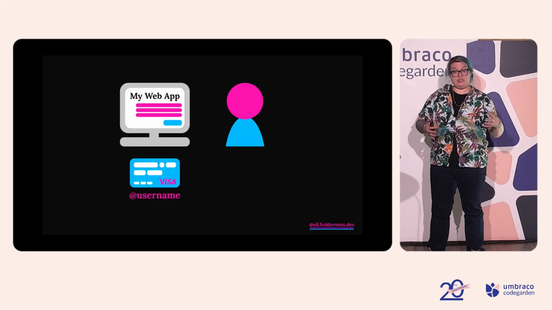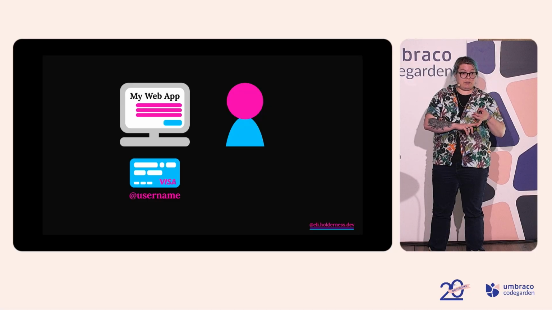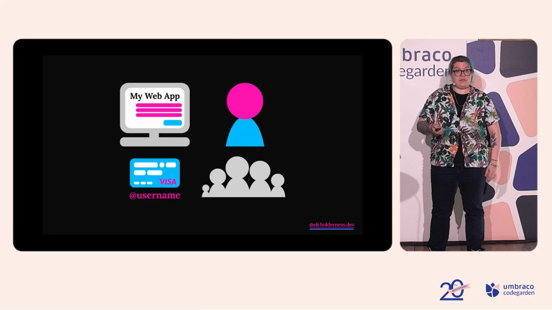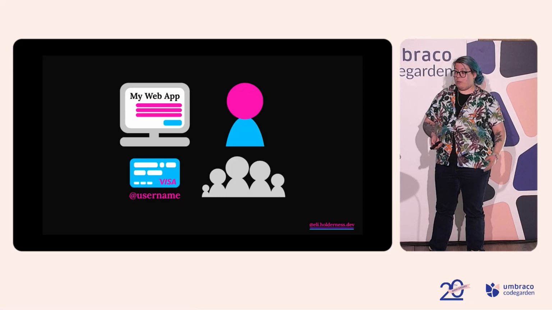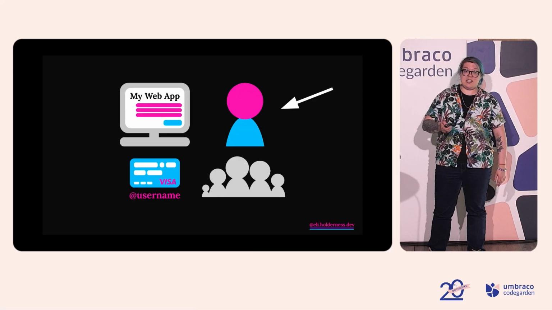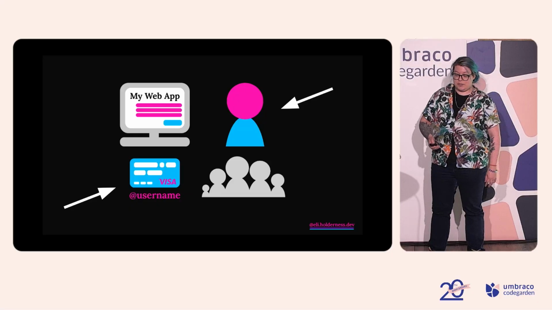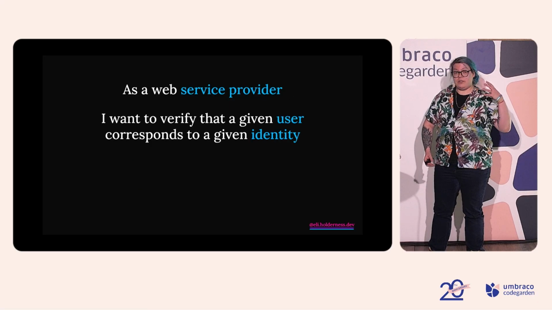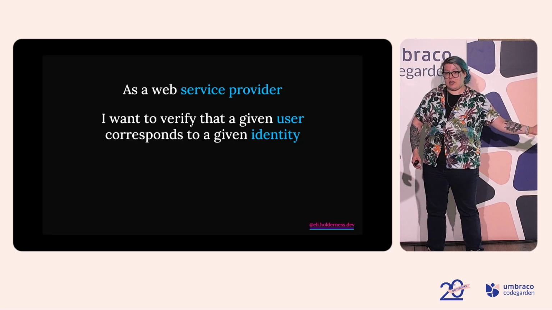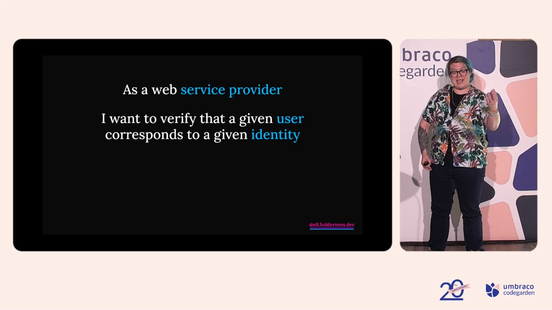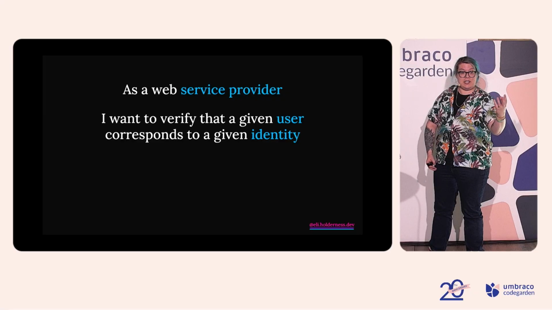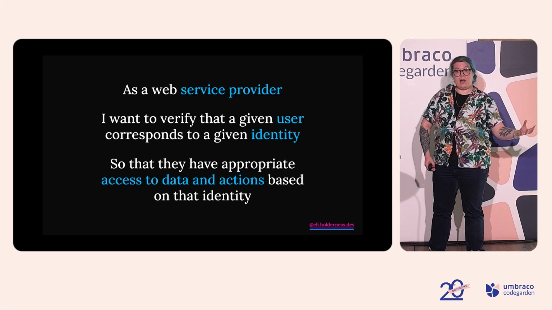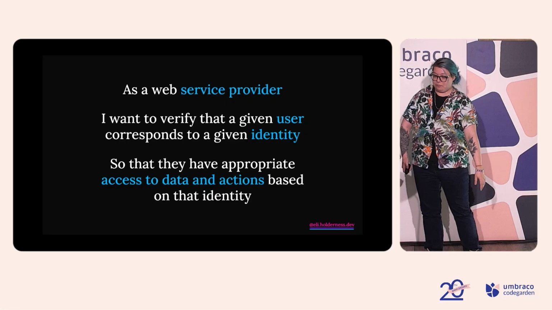Now, I'd like to store these things. I'd like to have access and control over this data and allow them to do these actions, because that's what my web app is for. And if I have lots and lots of users, I now have a problem, because I only want this user to have access to their specific data and actions. In other words, as a web service provider, I want to be able to verify that a given person using my service corresponds to a given identity in code or in my database that I've determined, so that only the correct people have access to the correct actions and data.